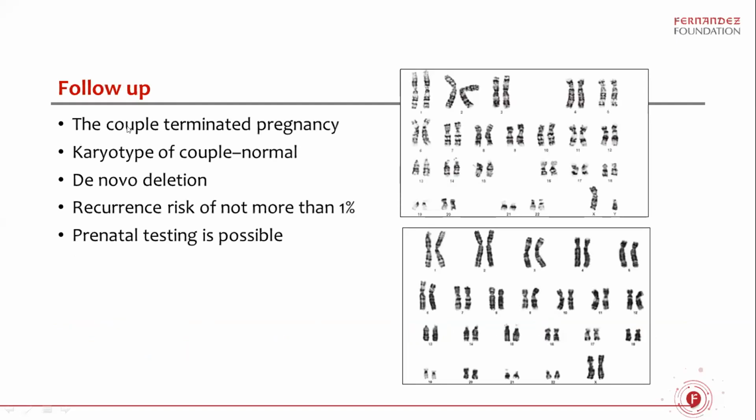On follow-up, the couple terminated the pregnancy based on the counseling, and the karyotype of the couple which was advised during the counseling was normal. Both the parents' karyotypes were normal. So the couple were told that this is a de novo deletion which is not inherited from the parents, and that the recurrence risk is not more than 1%, and prenatal testing is possible in subsequent pregnancies.